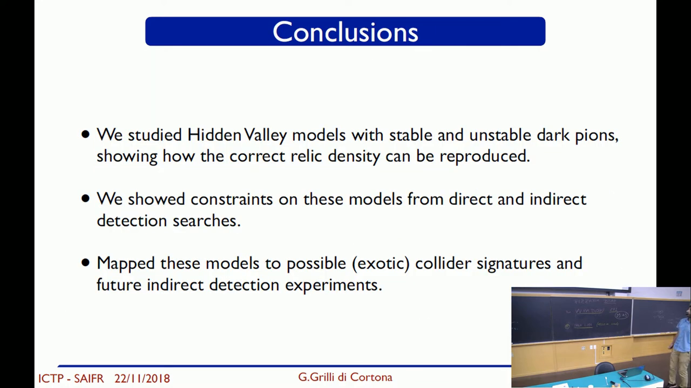And here I get to my conclusions. So we studied the hidden valley models with stable and unstable dark pions. We showed constraints from direct detection and indirect detection, and we showed that the parameter space that is allowed falls in the coupling-independent regime. And then we mapped these models to possible exotic collider signatures and future indirect detection experiments.